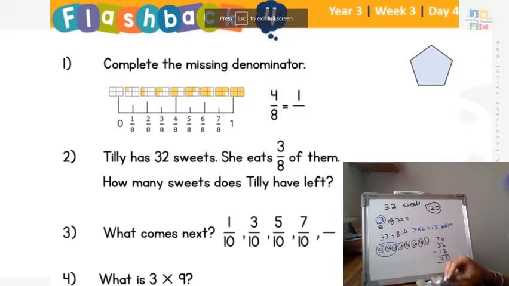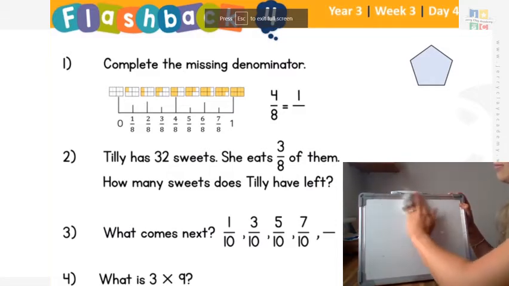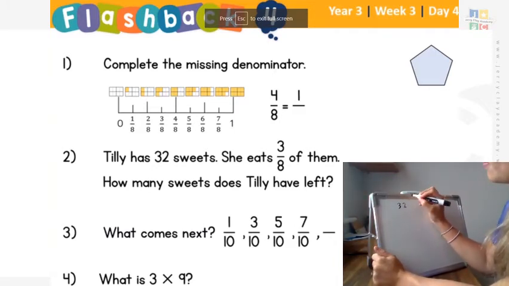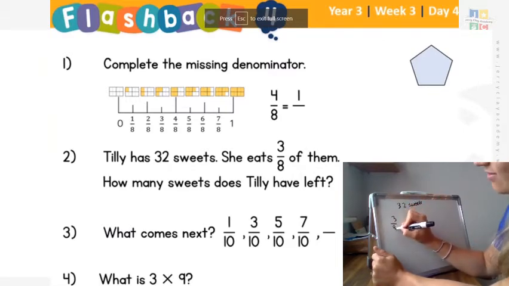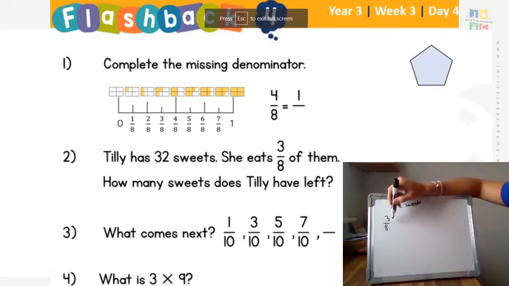Another way that some of you might have spotted this straight away is if we have a look, I'll just rub this out. It says she had got 32 sweets and she ate 3/8 of them. But we want to know how many she has left. So another way you could have done it is you could have found out what fraction of sweets she still had. So I know that 8/8 would be the whole, so that would equal 32 because that's the total number of sweets.